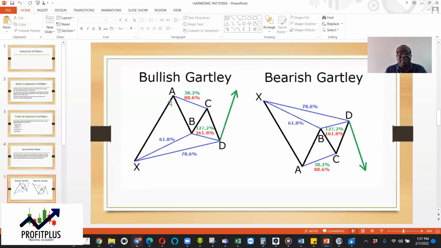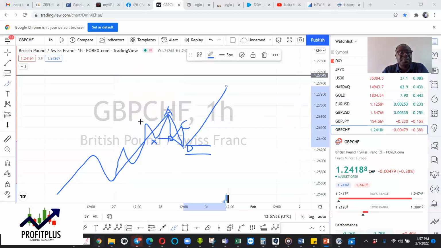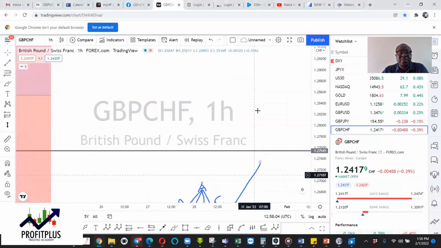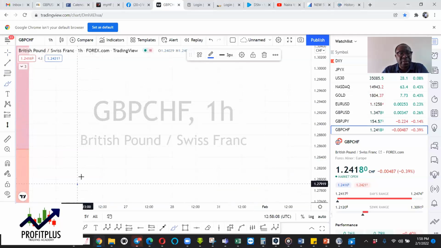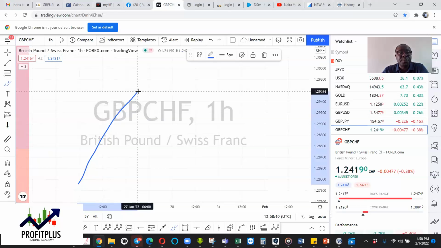So the bullish Gartley is located on a bullish trend. This is an impulse in the direction of the trend. Price moves from X to A and retraces by 61.8%. There's a lot of measurements to do, but this is quite easy. Don't think it's difficult. This is an impulse, and the price will retrace by 61.8%.